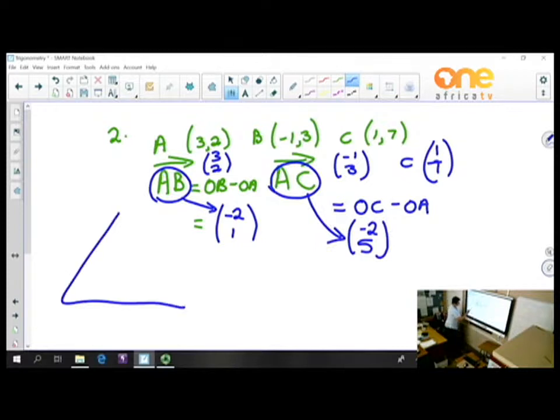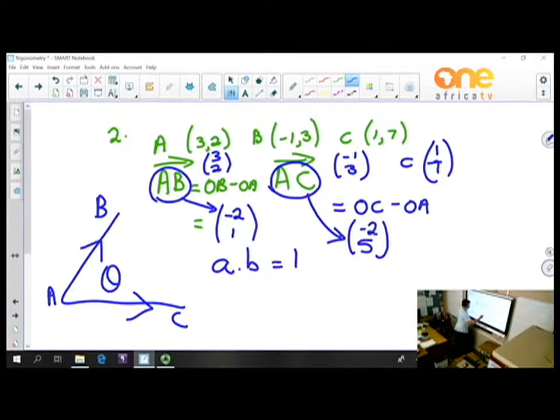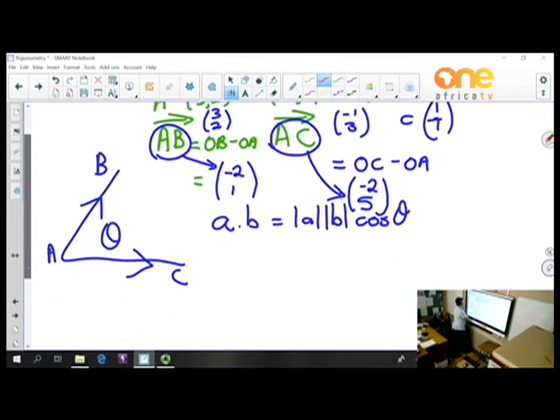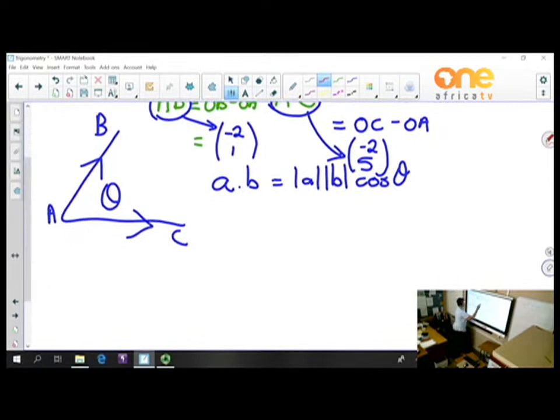So if we want to find that angle now there, theta, remember, they say find the angle between AB and AC. Now that means A is in the middle. AB and AC, arms out. Okay, so we have the two vectors. What is the formula? A dot B is equal to magnitude A, magnitude B, cosine theta. What is the meaning of that? Here's the two vectors now that we are working with.